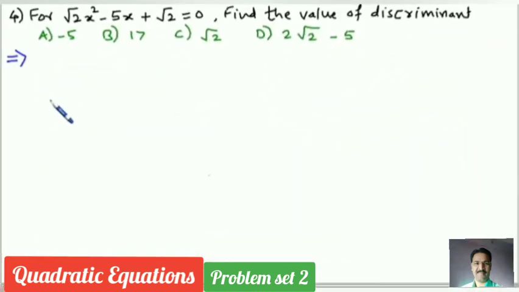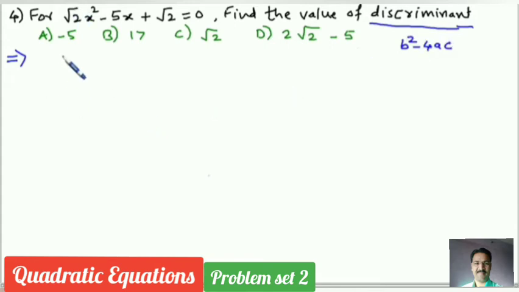See here in the fourth sum. What is that? For root 2x square minus 5x plus root 2 is equal to 0. Find the value of discriminant. Look here, friends, what is discriminant? Yes, discriminant is nothing but b square minus 4ac. Straight away we are going to find the value of discriminant.